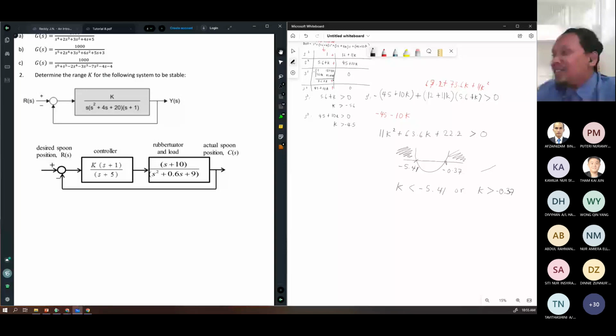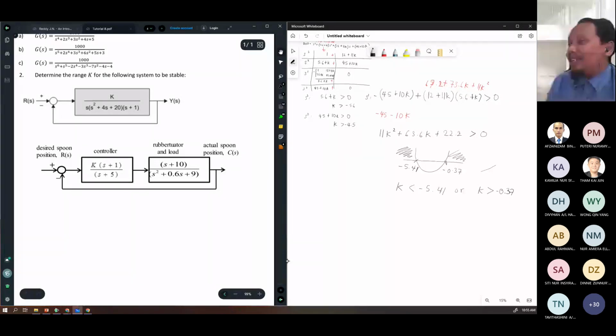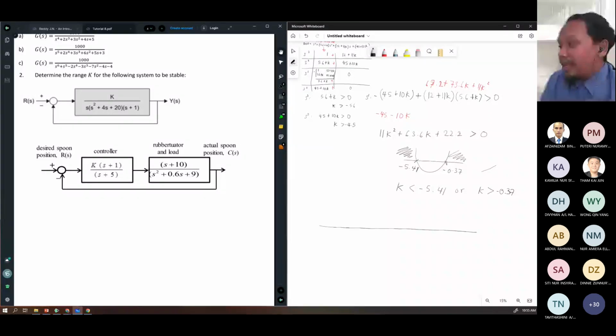Okay. So the idea is that we have 3 different ranges. So you need to combine all of them together. Okay, so I think I made a mistake, but tak apa, nanti saya check balik. And then let you know on our Wednesday. But let's finish it. So here we have negative 5.6. Okay, kena buat garis nombor. You have to make a number line.